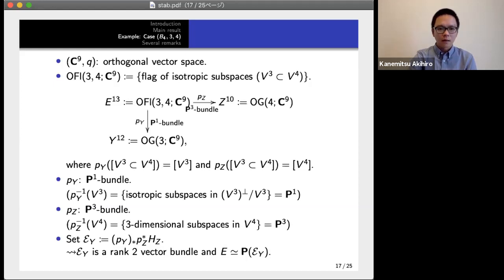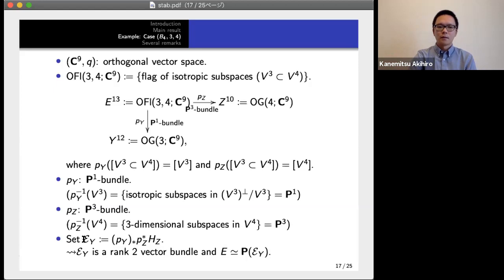On the other hand, the Pz fiber of our point V4 is the set of three-dimensional subspaces in V4, and of course this is isomorphic to P3. So this Pz is a P3 bundle. So this E admits two natural projections, one is a P1 bundle, and the other is a P3 bundle. And let EY be the bundle on Y corresponding to this P1 bundle, Py.